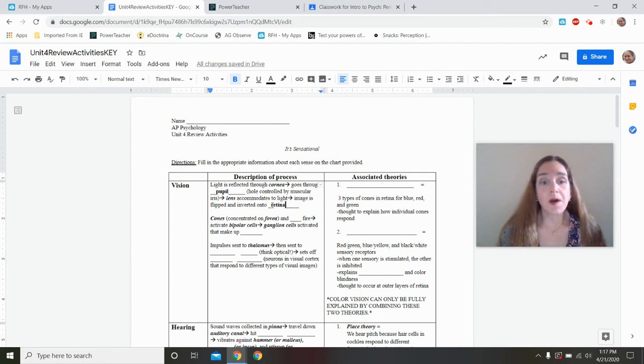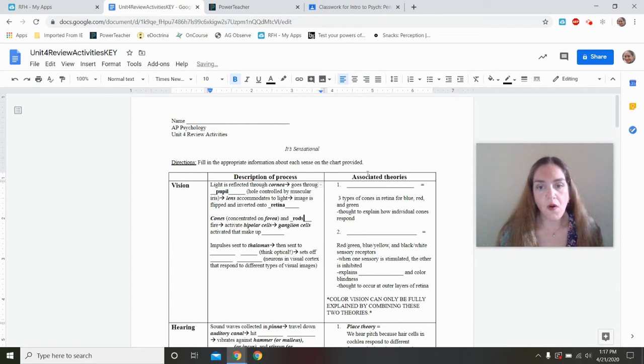Okay. So cones were responsible for clarity and color and fine detail. They are concentrated on the fovea, which is the center of the eye. If you want to take a good look at something, it's right in front of you. And rods are responsible for vision in darkness and dim light, peripheral vision, because they're not in the center of the retina. They're in the periphery of the retina. Remember my shady Uncle Rod hanging out in the darkness, spying on me in the periphery. Okay, so this right here, cones concentrated on fovea and rods, fire.